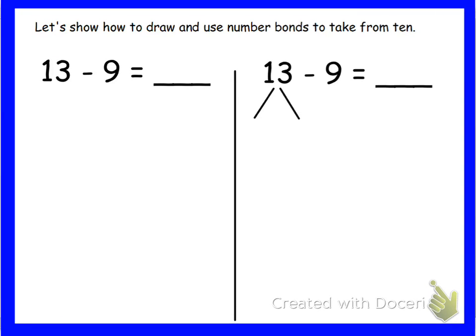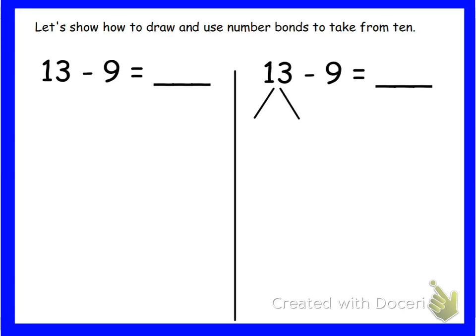Today we're going to be talking about Module 2, Lesson 16. In this lesson, it's about being able to subtract 9 from teen numbers. So we're subtracting 9 from teen numbers. So, let's look at this. There is 13 minus 9 twice.